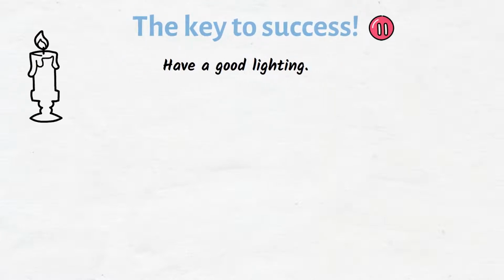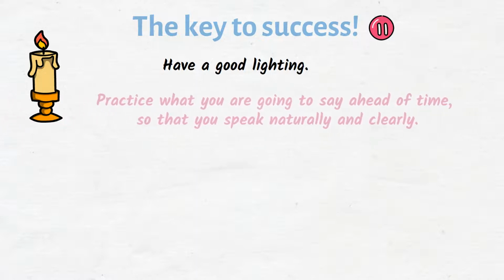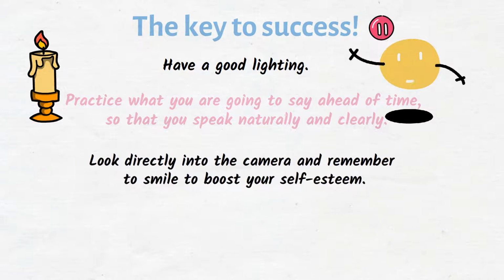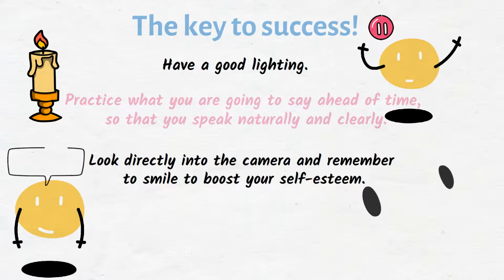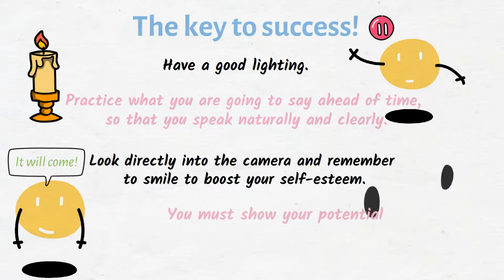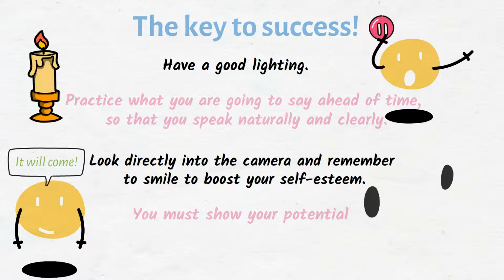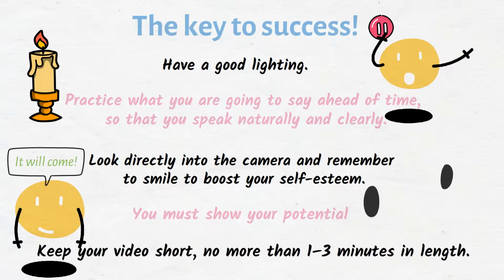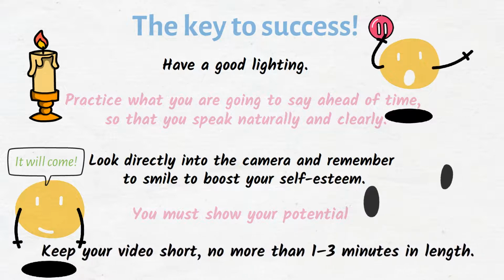The key to success: have good lighting. Practice what you are going to say ahead of time so that you speak naturally and clearly. Look directly into the camera and remember to smile to boost your self-esteem. You must show your potential. If you still have a hard time in that area, go back to chapter 4 and follow the steps. Keep your videos short, no more than 1 to 3 minutes in length.